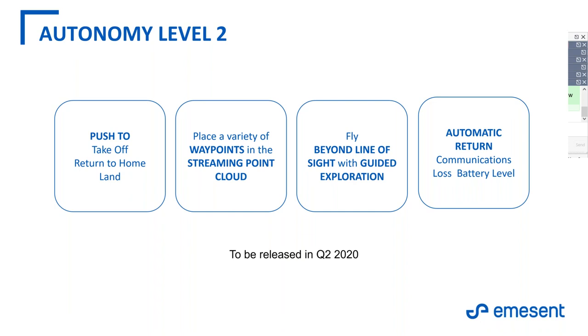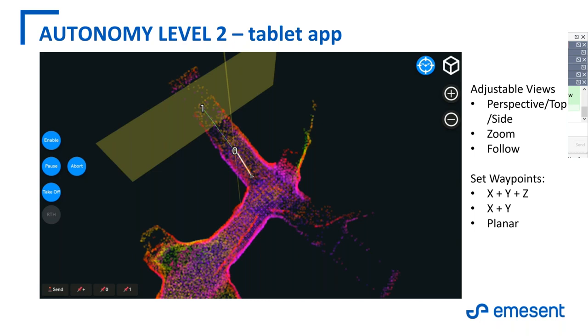And here we see an image of the data that's being streamed back to the tablet, showing the fail point, and also a couple of different waypoints that have been set there for it to achieve.